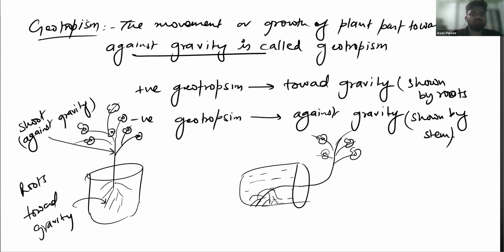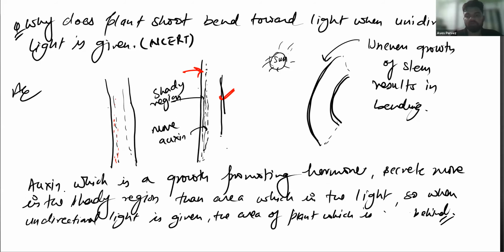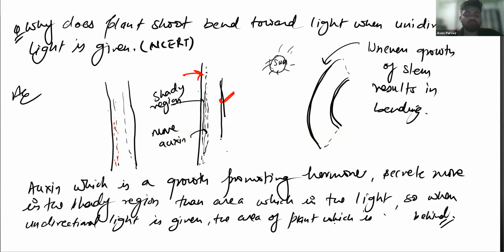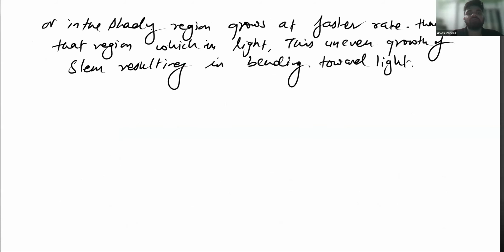Done, sir. So here it is that the auxin and the area, or the next part of this question: in the shade, which is. This is the question continued from here. The area of the plant which is behind, in the shady region, grows at a faster rate. The area which is in the shady region will grow at a faster rate than the region that is in light. This uneven growth of the stem results in the bending towards the light. So it bends. Okay, got it. So completed. The shade grows at a faster rate.